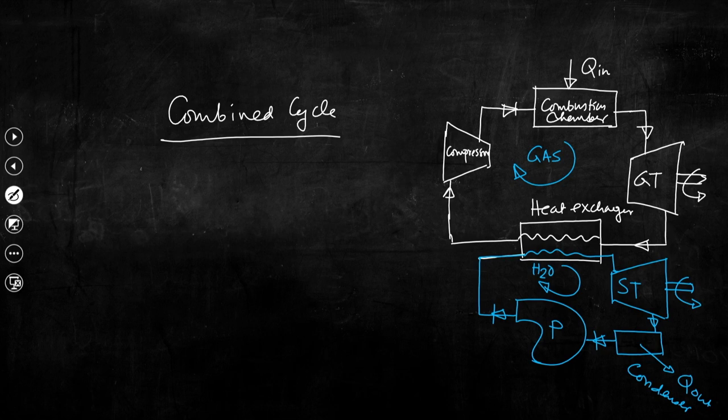cycle efficiency. Now, the idea behind this combined cycle is to utilize the heat or energy which will otherwise be rejected to the ambience, and utilizing that energy we can run the steam cycle or steam power unit, and we can run another steam turbine.